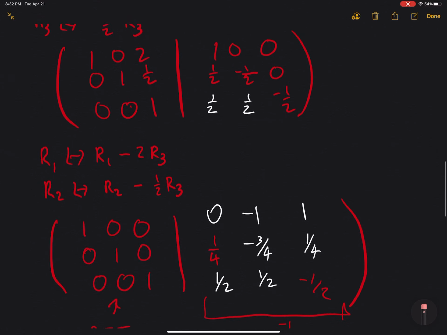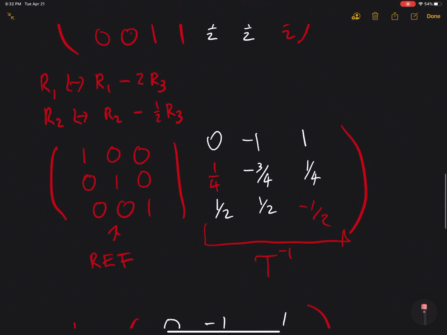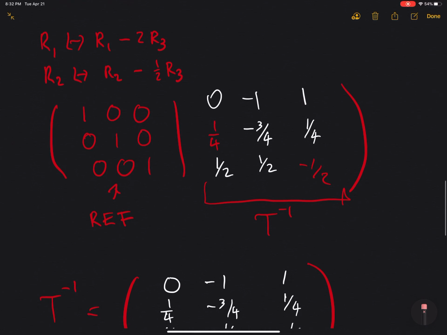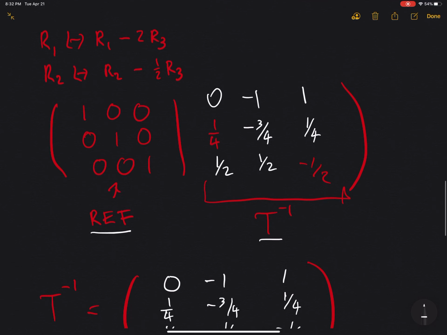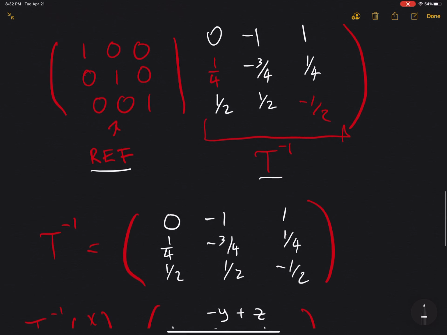And you can also pause this and check each of the steps. But in the end, we end up with the reduced echelon form on the left-hand side. That's when I stop working. And then whatever I end up with on the right-hand side, that's going to be my inverse. So in this case, what I end up with is 0, negative 1, 1, a quarter, negative 3/4, 1/4, 1/2, 1/2, negative 1/2. And that would be the matrix representation for that linear transformation that is given up here.